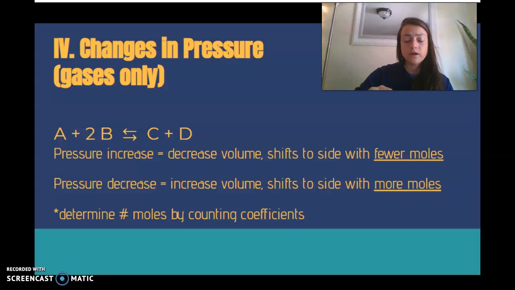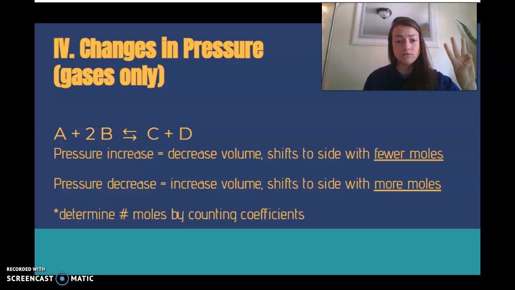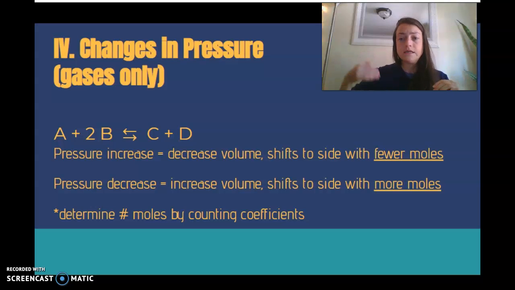So in terms of this equation, you're going to use the coefficients to determine the amount of moles that you have on each side. On the left side, our reactants, we've got A plus 2B. So we've got 1A and 2B, so we've got 3 moles on our reactant side. On the product side, we've got 1C and 1D, and so we've only got 2 moles on that product side.